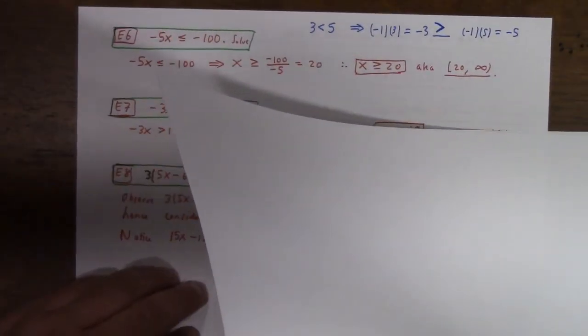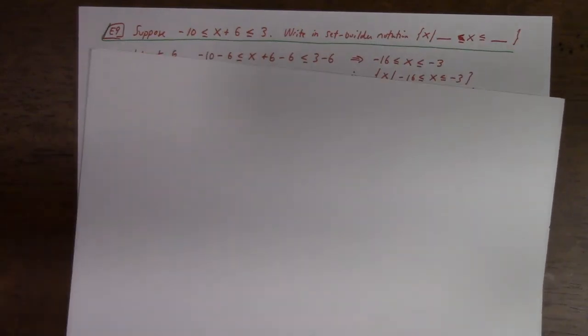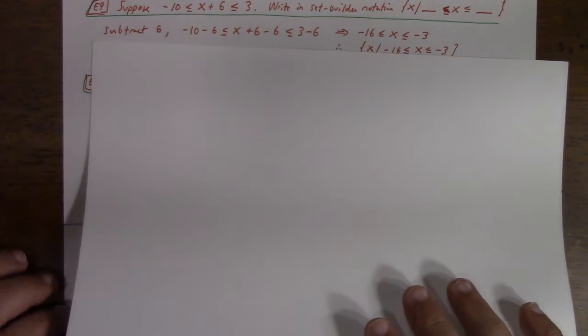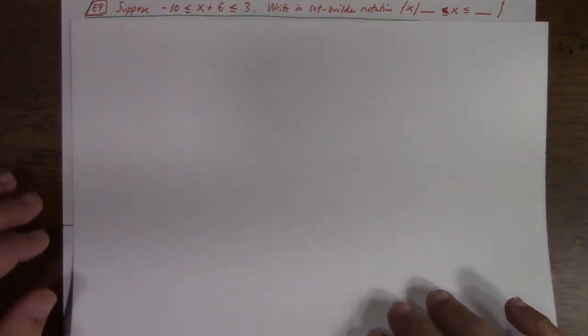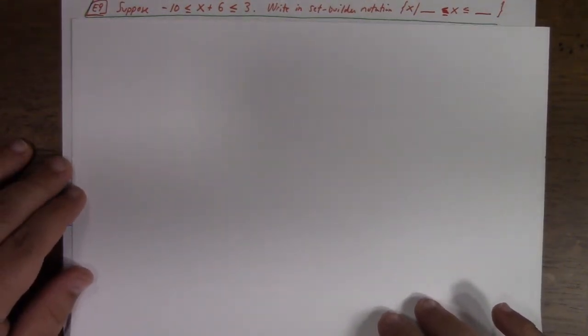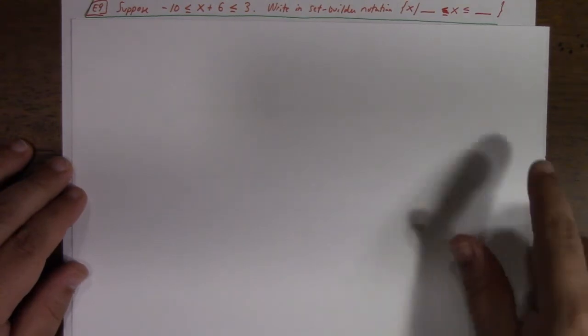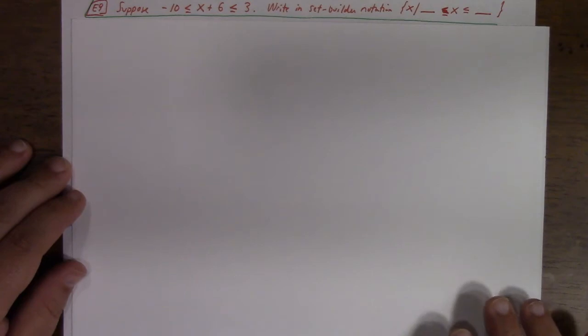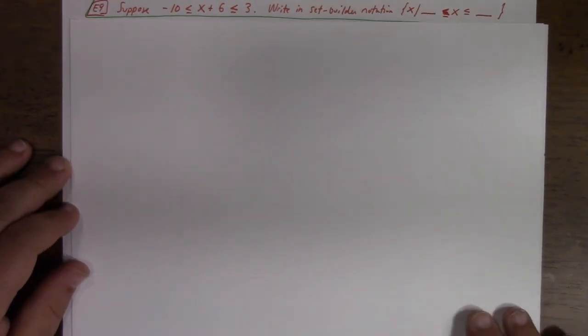All right, moving on. Example 9. Suppose minus 10 less than or equal to x plus 6 less than or equal to 3. We want to fill in these blanks in the set builder notation to express the solution set to this inequality. There's not much to do here.